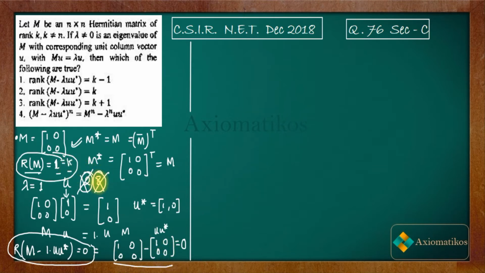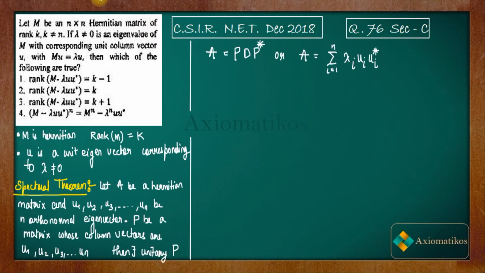We cannot do anything from here, because we still have to prove that 1 and 4 are correct. So now let us work on how we can show that 1 and 4 are the correct options. Alright, so now let us see these things.